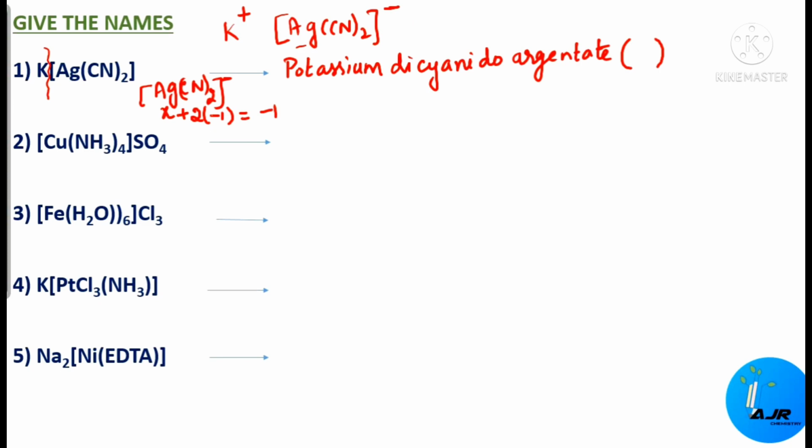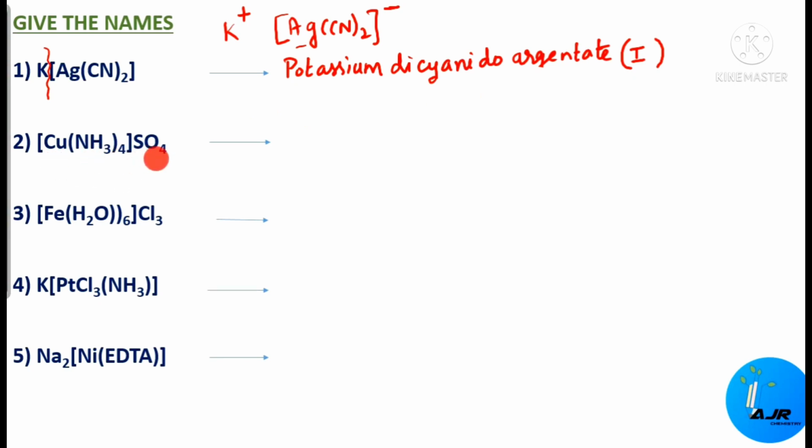So -1. How will you write now? Find it out. X is equal to -1. Then here +2. That's equal to X is equal to +1. Okay. So what's the oxidation number of silver here? +1. So it should be written in Roman letters. Okay. So this is the name of the compound. Understood? Now check the next compound.